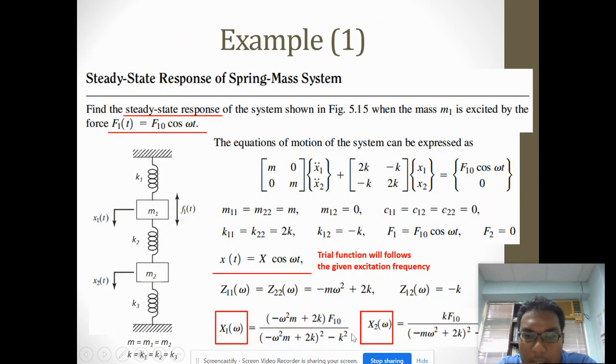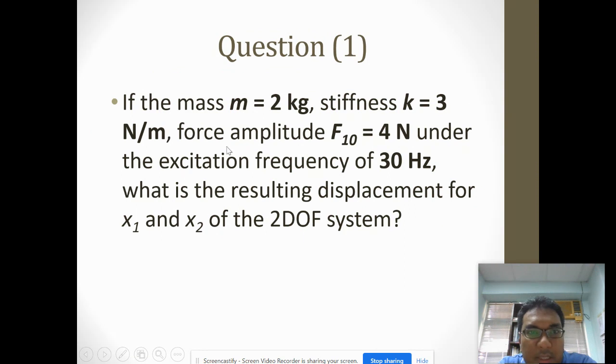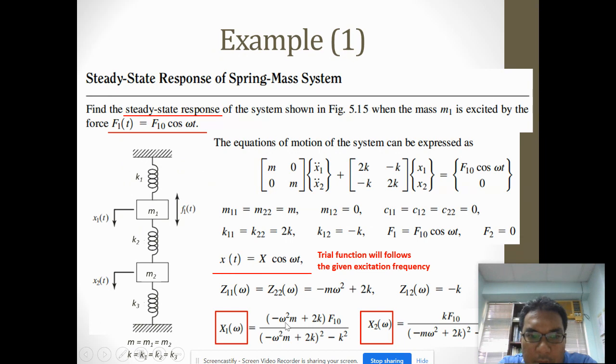Okay, and you can get in this final form. So from this, when the question is given like this: if the mass is equal to 2 kg, stiffness equal to k Newton per meter, force F10 equal to 4 Newton, under the excitation frequency of 30 Hz, what is the resulting displacement of x1 and x2 for the 2 degree of freedom system? So M, K, F, and omega are given. So you have the omega value, M value, K value, and F value, so that you can solve the x1 and x2.